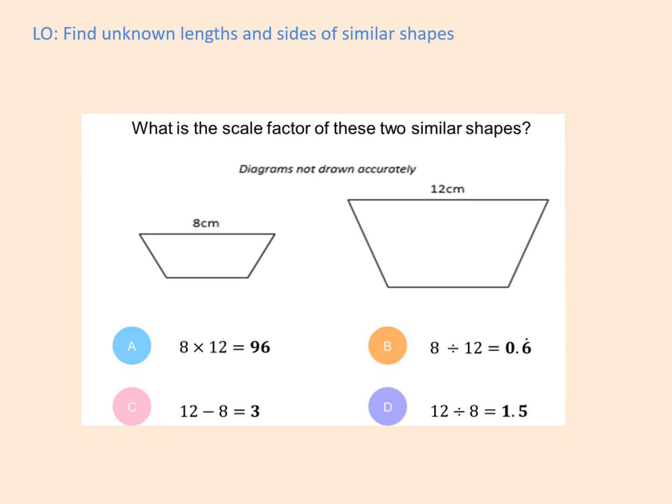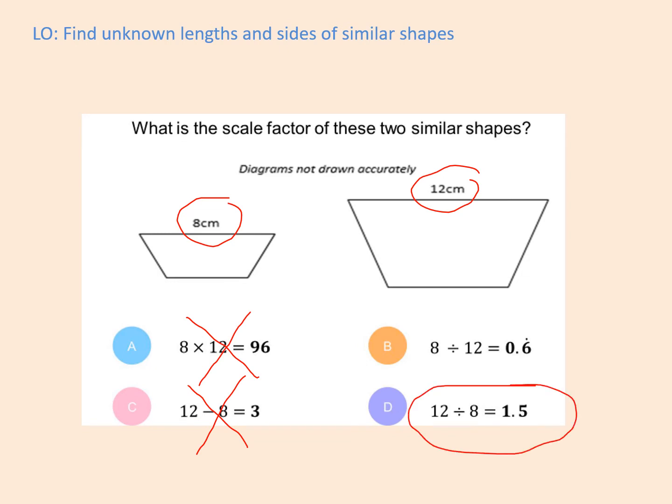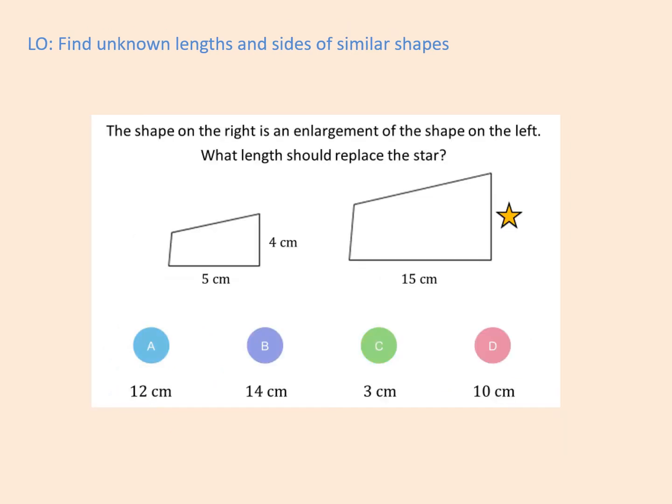It's asking what the scale factor of these two similar shapes are. So we've got 12, we've got 8. So 12, pause the video before I nearly gave you the answer. Okay, right. It's not going to be a subtraction. It's not going to be a multiplication. Okay, the only one it can be is 12 divided by 8. Easy multiplication, 1.5. It's not going to be a recurring decimal. It's on a foundation paper, 1.5.